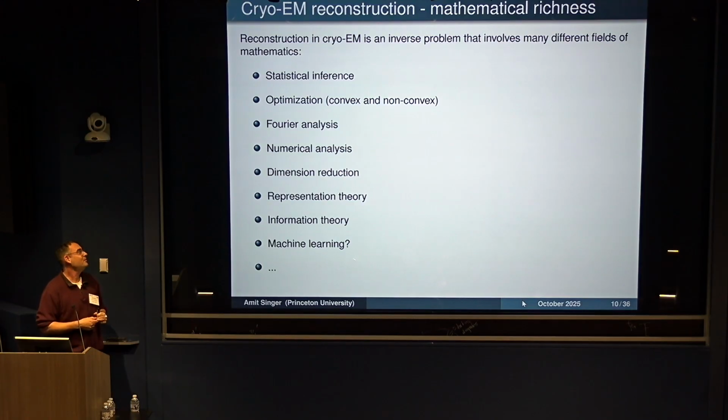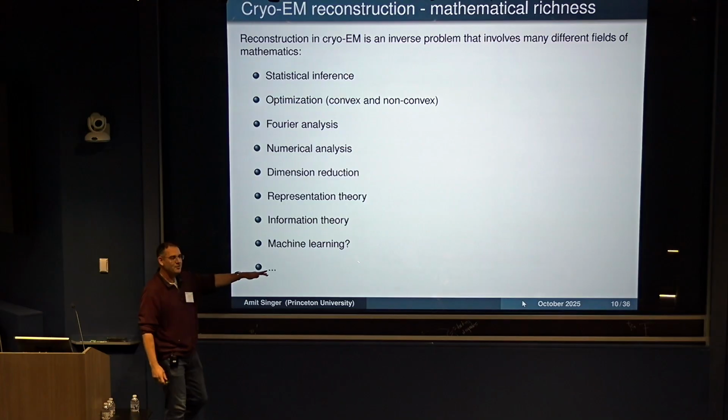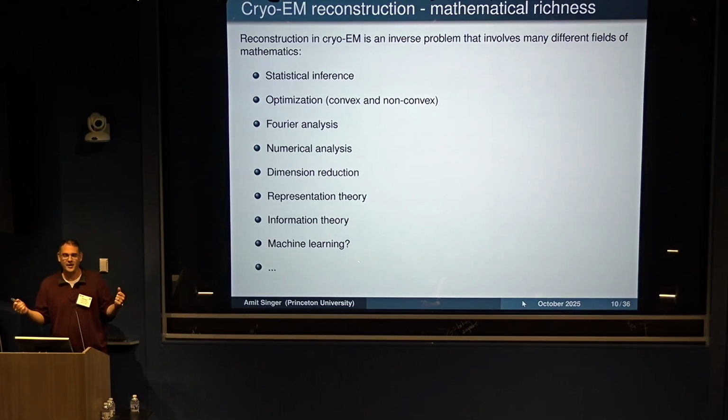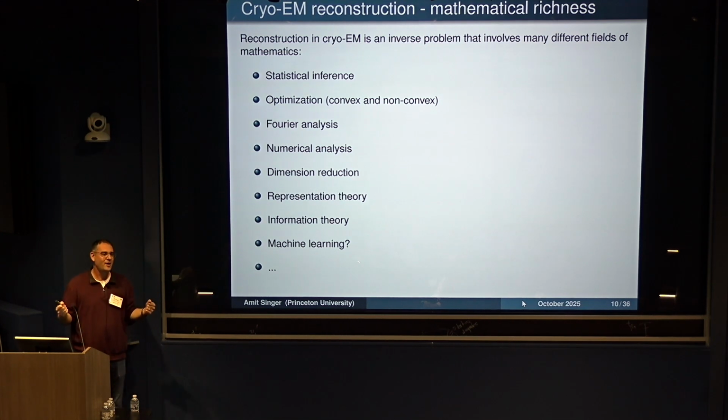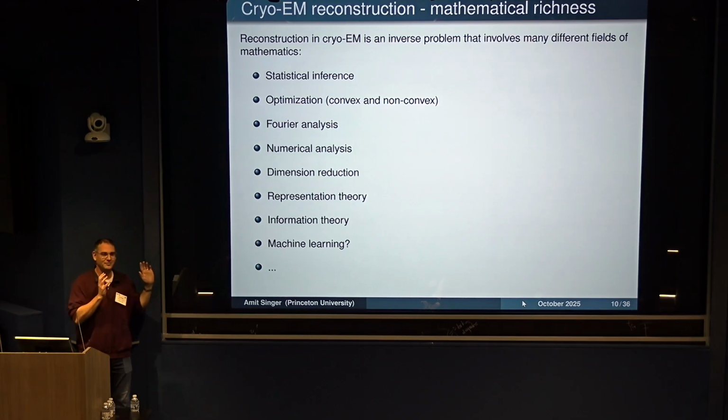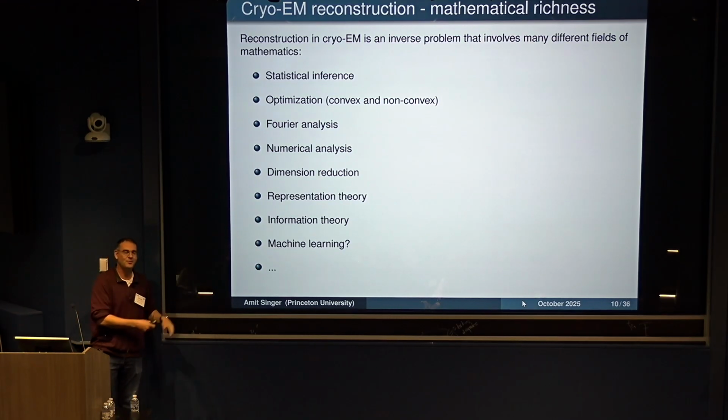Optimization, okay, how to solve for the 3D structure. Fourier analysis, you already mentioned the Radon transform. Numerical analysis, dimension reduction, representation theory and algebra, information theory. And I put here machine learning with a question mark, okay? As you can imagine, we're in the machine learning AI era. Everyone tries to apply machine learning to every problem that they see. So I put a question mark here to say, is it really useful in cryo-EM? We'll address it later on. And you can imagine there is a lot of machine learning nowadays applied to cryo-EM.